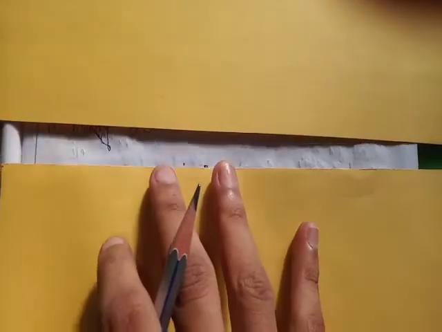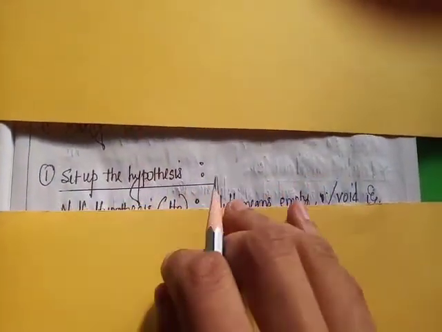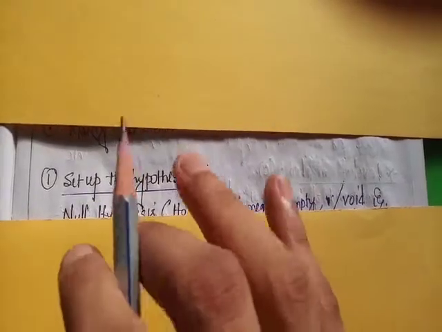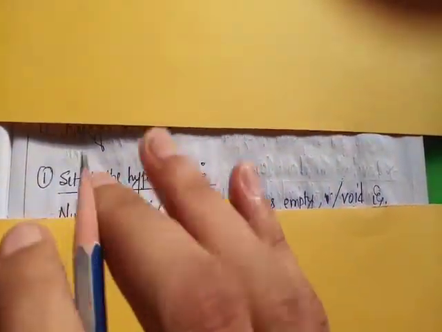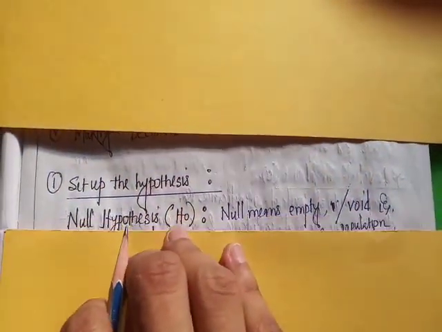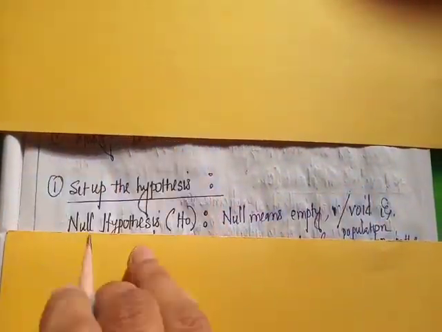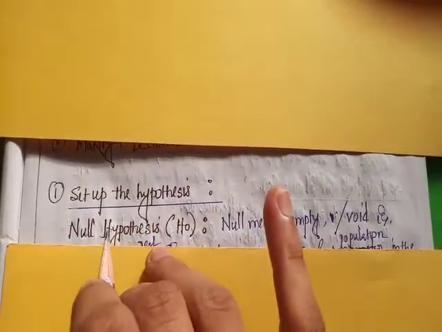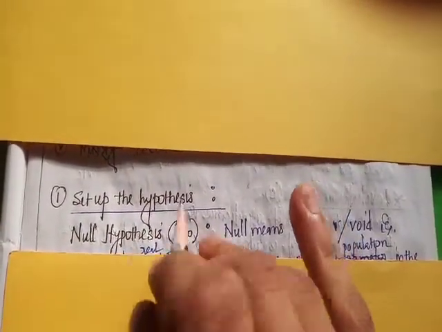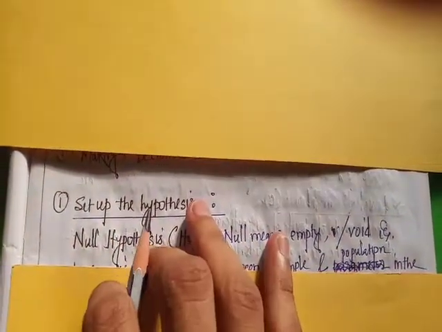Now we will discuss setting up the hypothesis. There are two types for setting hypothesis. The first one is null hypothesis. The second one is alternative hypothesis. We denote null hypothesis by H naught. H naught means null hypothesis.